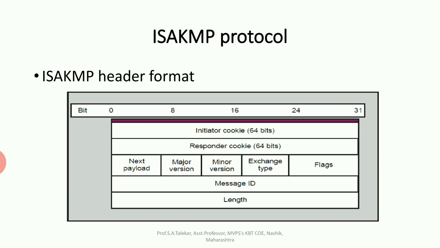Exchange type, this 8-bit field indicates the type of exchange. Flags, the 8-bit field indicates the specific set of options for this ISAKMP exchange. Message ID, this is a 32-bit field which identifies the unique ID for this message. Length, this is a 32-bit field, specifying the total length of the message including the header and all the payloads in octets. Next payload and exchange type, these two fields we will discuss in detail in the next slides.